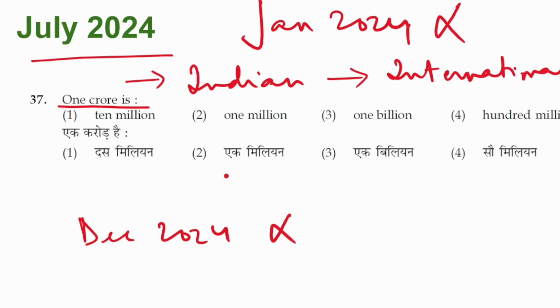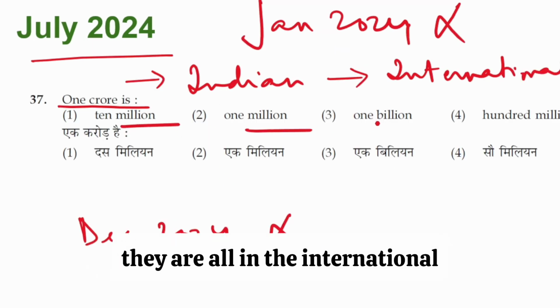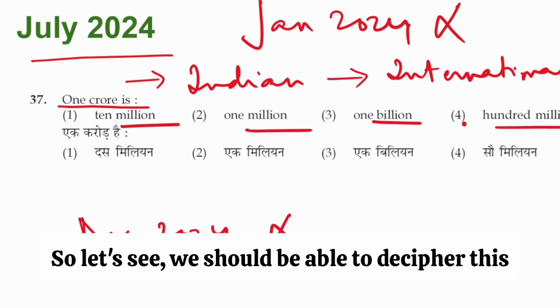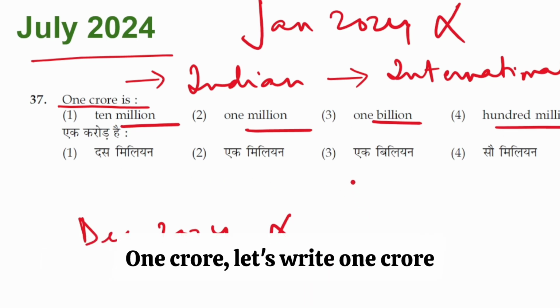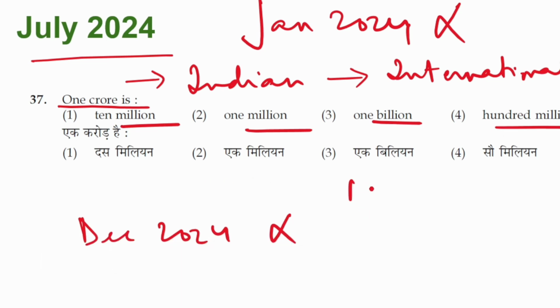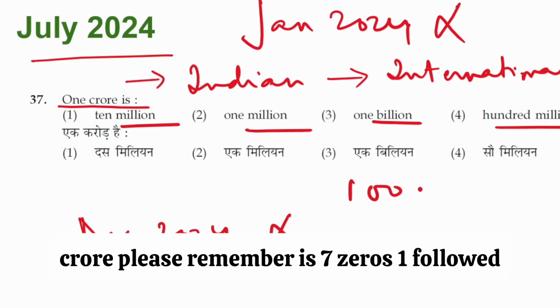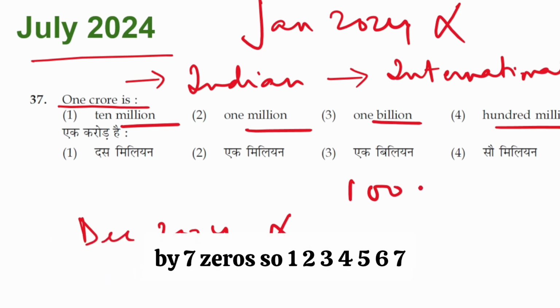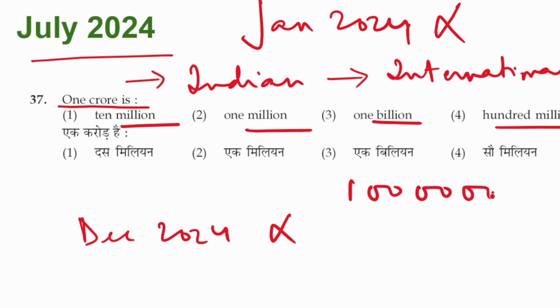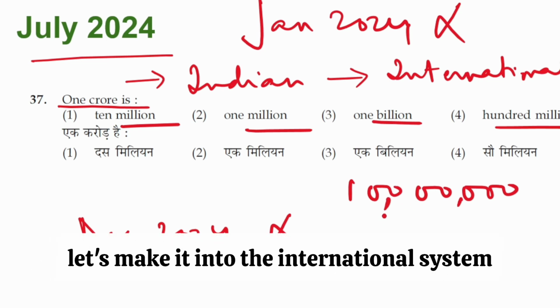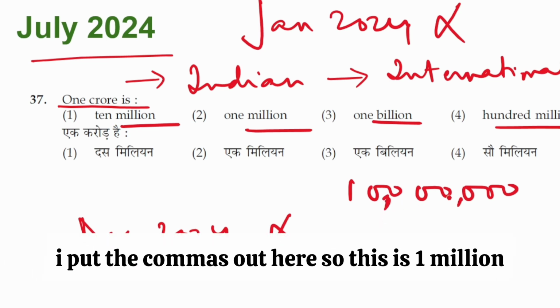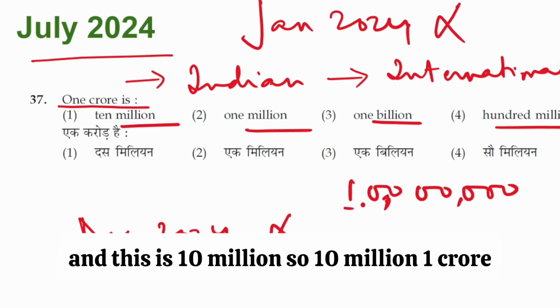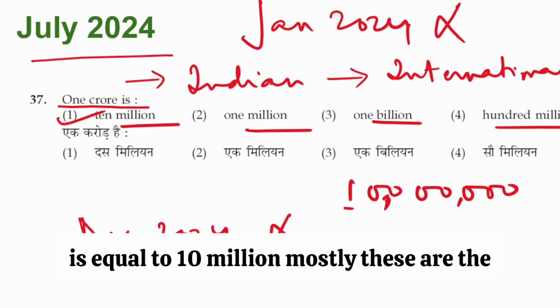Now we look at the options. They are all in the international system. So let's see, we should be able to decipher this. 1 crore. Let's write 1 crore. Crore, please remember, is 7 zeros. 1 followed by 7 zeros. So 1, 2, 3, 4, 5, 6, 7. Let's make it into the international system. I put the commas out here. So this is 1 million and this is 10 million. So 1 crore is equal to 10 million.